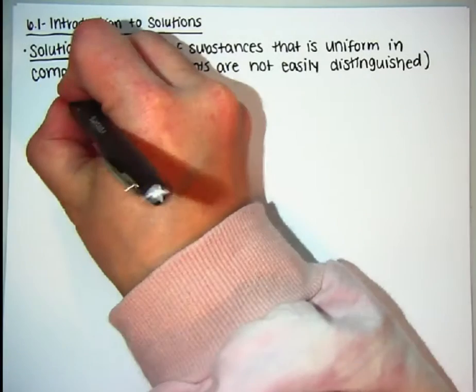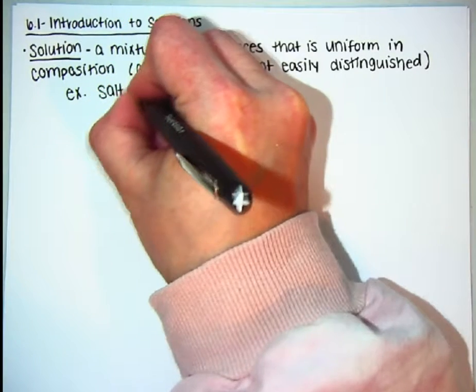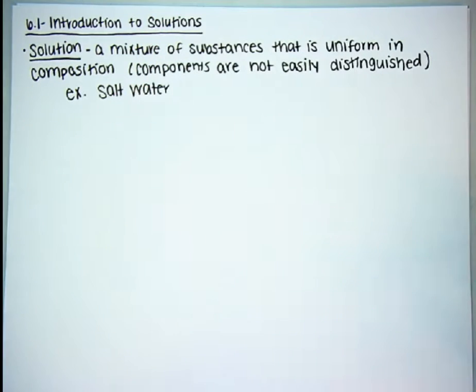An example of a solution is salt water. So let's say we had table salt and you put it in water and you stirred it until it dissolved. Once that salt dissolves, it is a solution. You can't see the separation between the salt and the water. It is uniform in composition, it is the same all the way throughout, and the individual components are not easily distinguished.